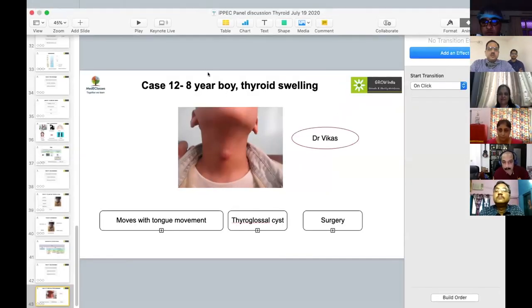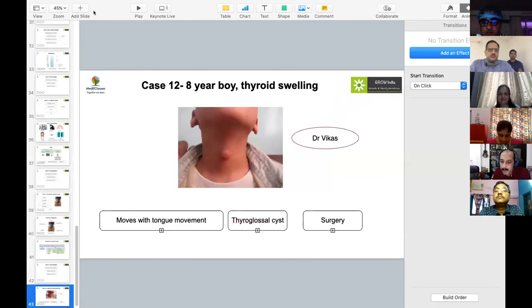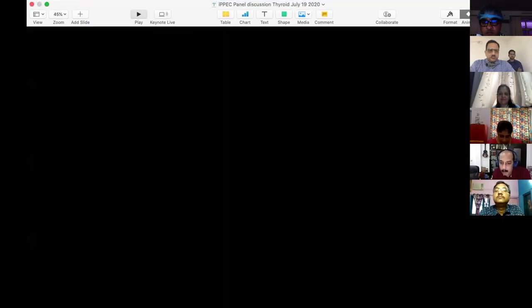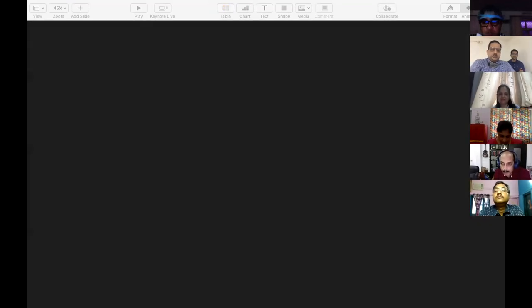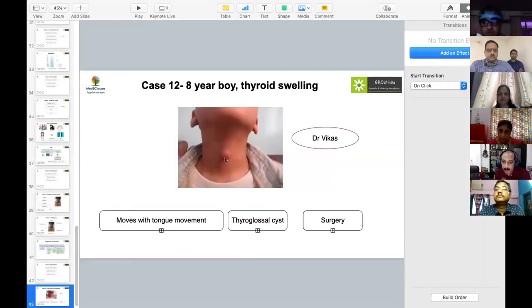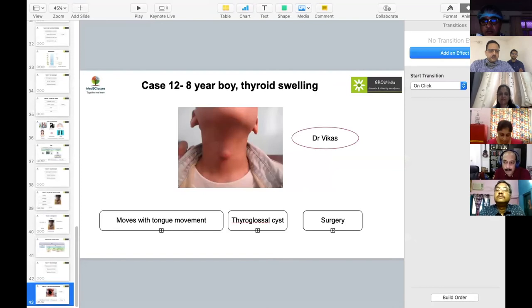Dr. Vijay has rightly said any swelling in the neck should not be taken as benign or thyroid or whatsoever. On clinical examination, ask the child to protrude the tongue, ask the child to swallow, and the swelling will move up and down. This will clinch your diagnosis of a thyroid process. So clinical examination is very, very important.